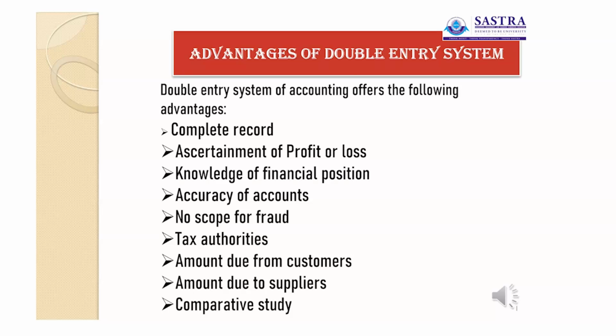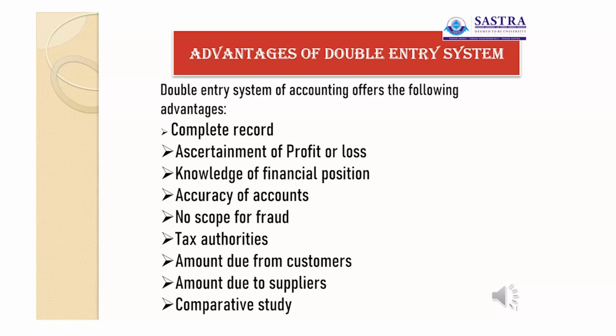The next point is no scope for fraud. No scope for fraud in the sense the firm is saved from frauds and misappropriation, since full information about all assets and liabilities will be available. The next one is tax authorities. The businessman can satisfy the tax authorities if he maintains his account books properly under the double entry system. So the double entry system is accepted by the tax authorities.